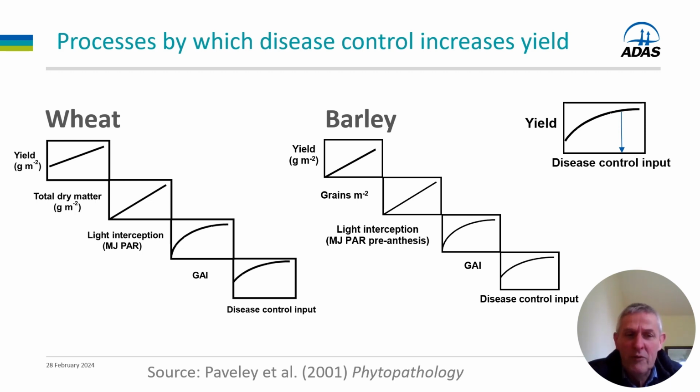And the more we control the disease, the more green area index we're going to have, which is up the vertical axis of that bottom chart. But it's a law of diminishing returns because we can't have less disease than none. And therefore, as we increase the disease control input, we're gradually approaching complete control of the disease, but we never quite get there. So disease control relates to green area index through a curve.